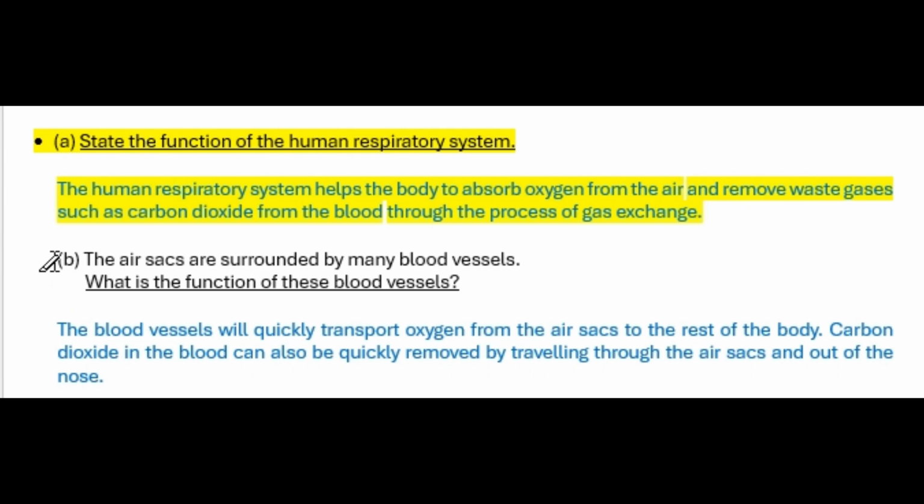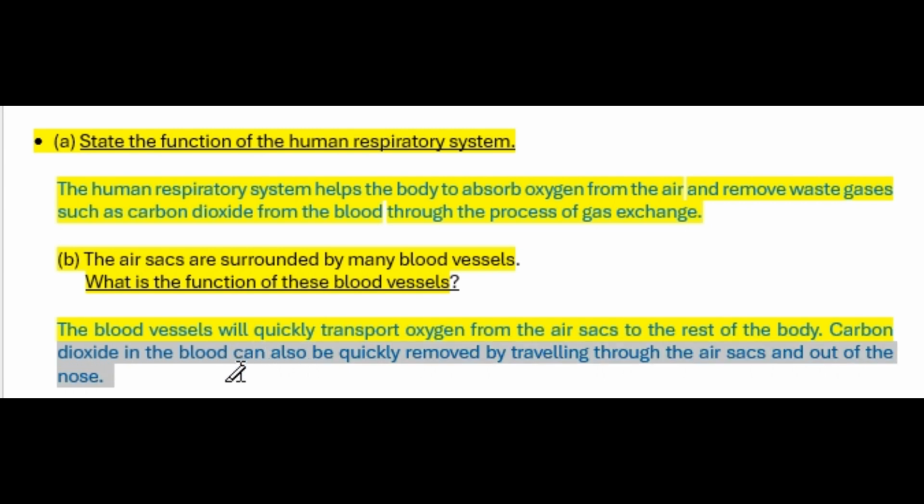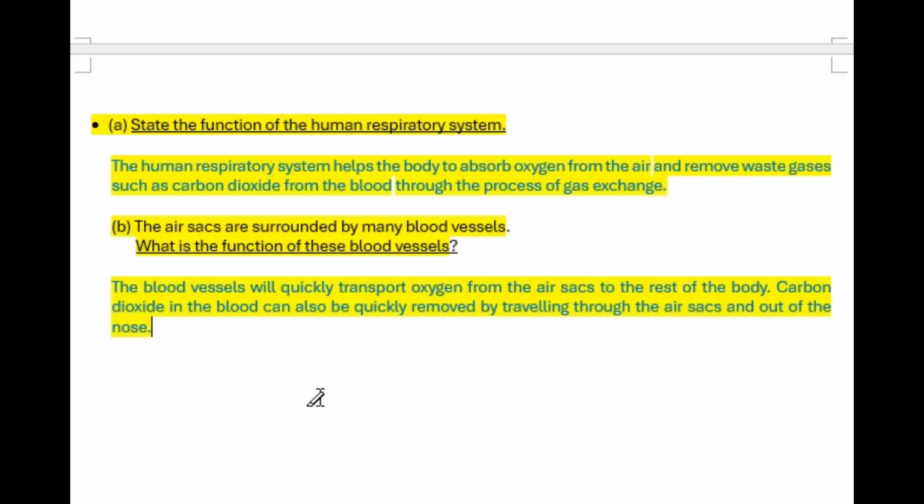B. The air sacs are surrounded by many blood vessels. What is the function of these blood vessels? The blood vessels will quickly transport oxygen from the air sacs to the rest of the body. Carbon dioxide in the blood can also be quickly removed by traveling through the air sacs and out of the nose.